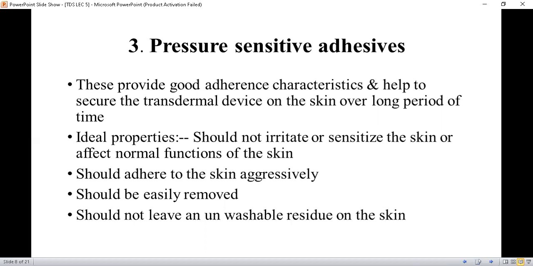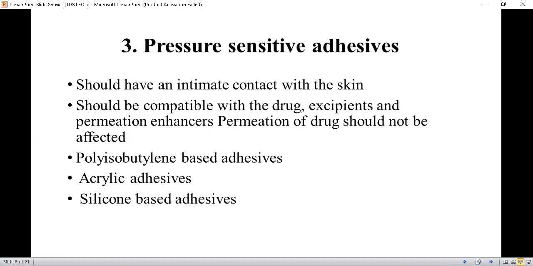Ideal properties for the adhesive: it should not irritate or sensitize the skin or affect normal function of the skin, should adhere to the skin aggressively, should be easily removed, and should not leave an unwashable residue on the skin. These are the properties that must be present in the adhesive which you are going to apply on your skin while formulating a transdermal drug delivery system. Let's proceed further.